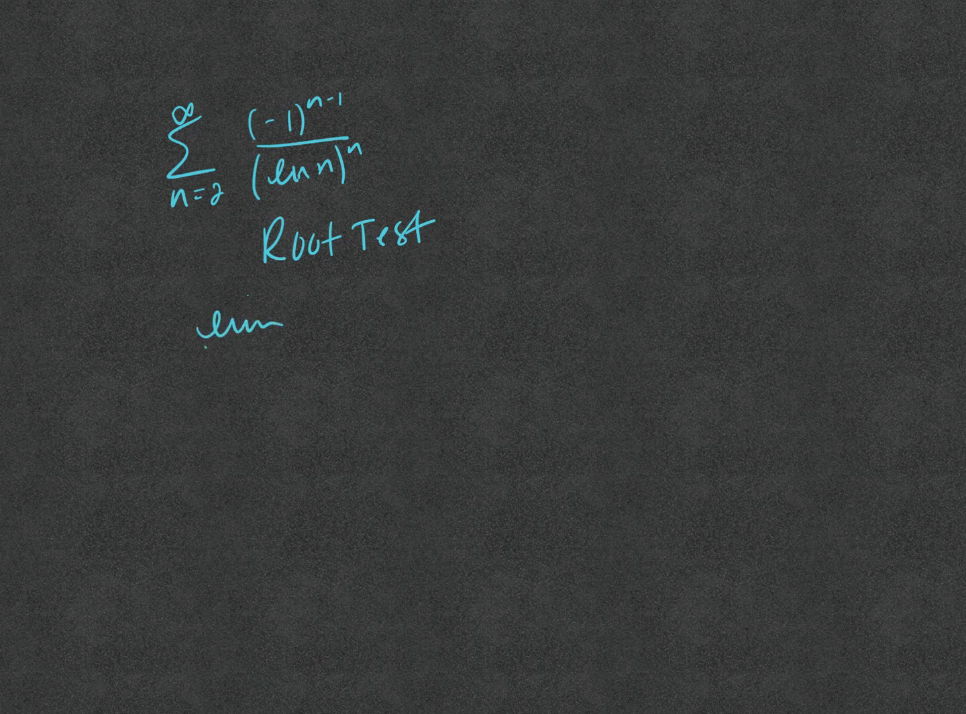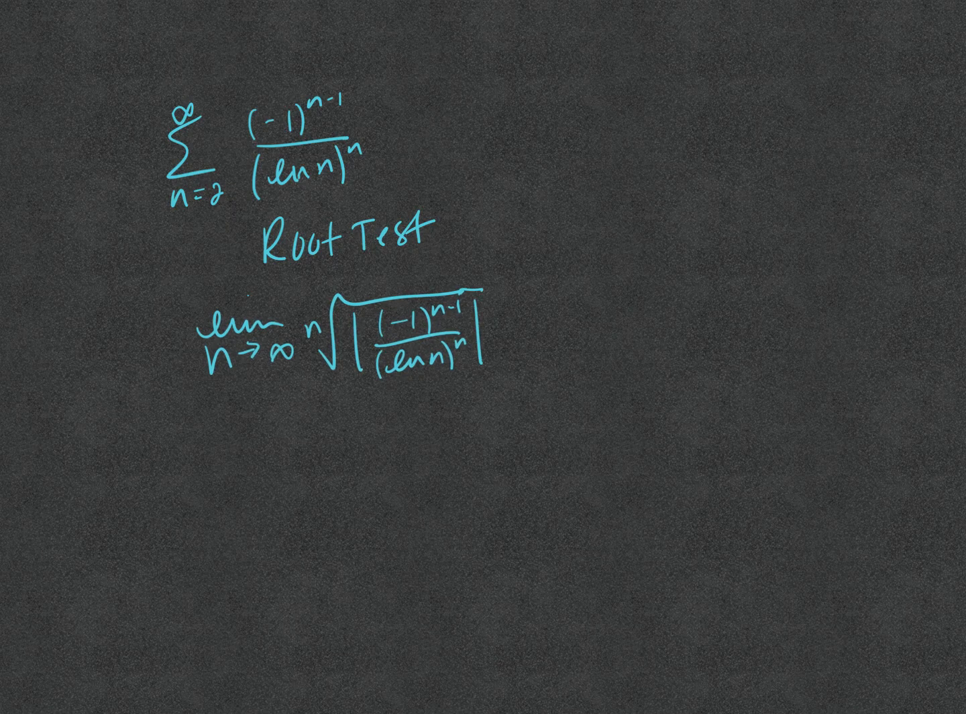We're going to say the limit as n approaches infinity, the nth root of the absolute value of -1 to the n minus 1 over ln of n to the n. I'm going to leave it like this on purpose. Now I'm going to do the absolute value first in this case. So the absolute value of -1 to any power is 1. So that's why that was not a big deal, because it was 1.